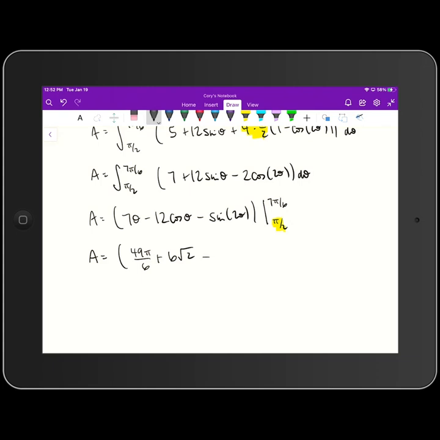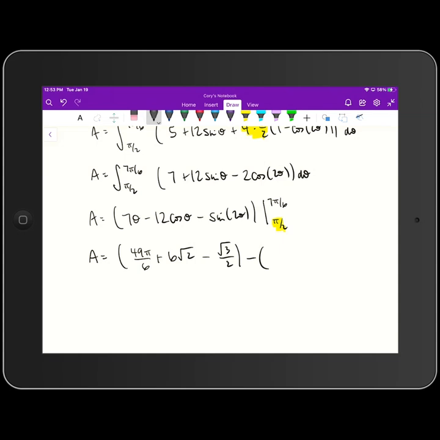Minus the sine of 2 times 7 pi over 6 would be the sine of 7 pi over 3, which, if I find an angle that is coterminal, would be the sine of pi over 3. And the sine of pi over 3 is rad 3 over 2. Okay, minus, and then we're going to evaluate this at pi over 2.